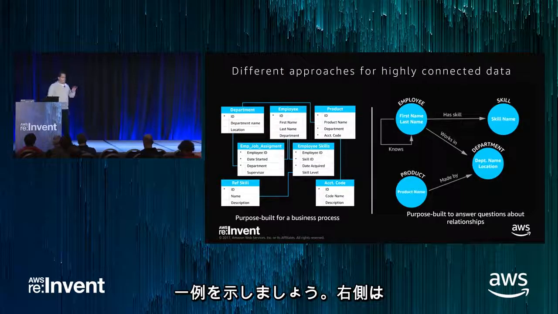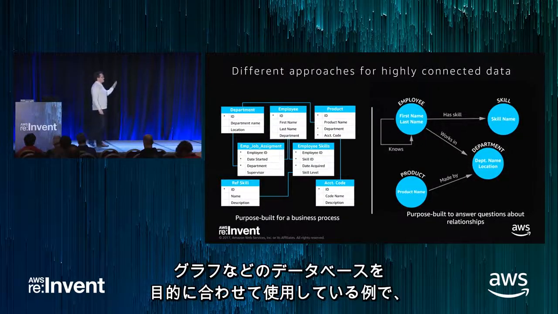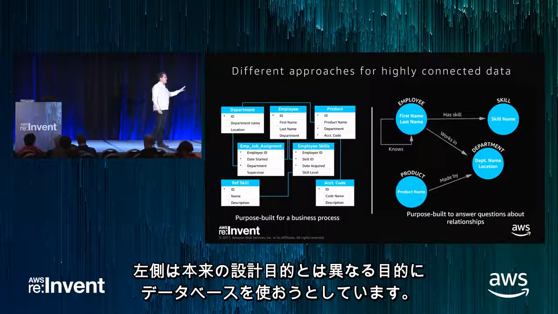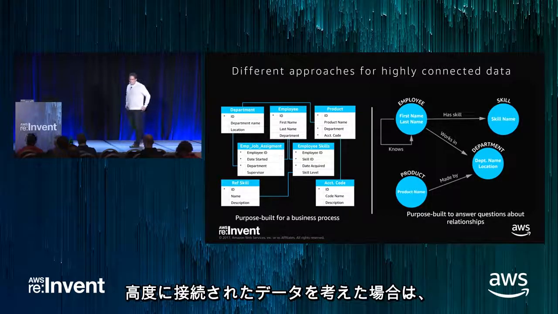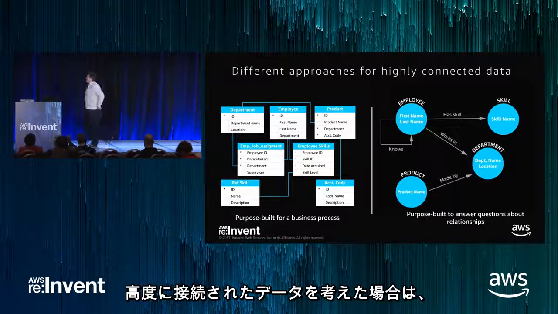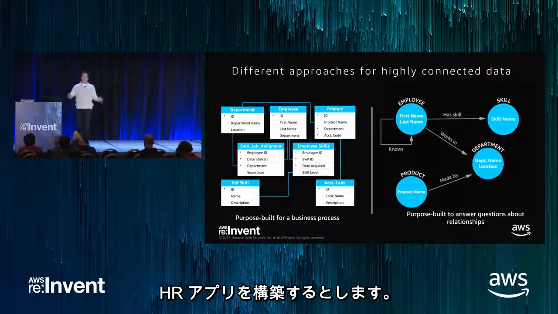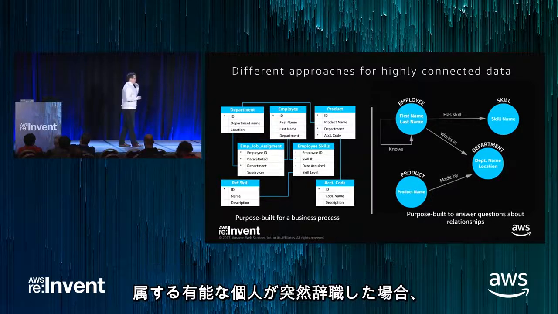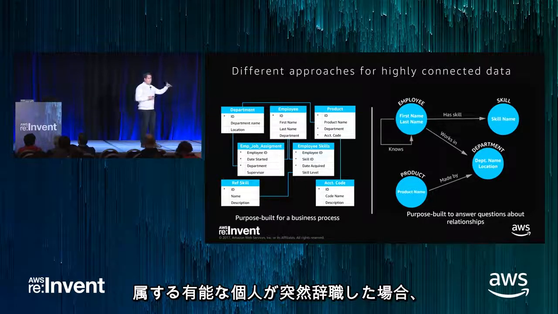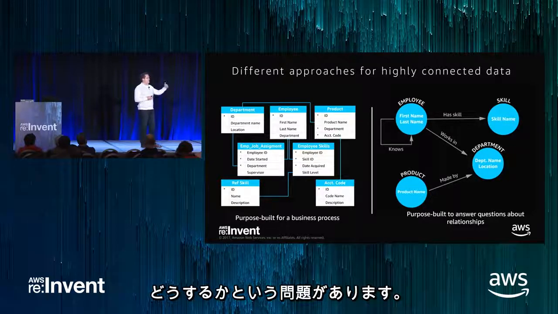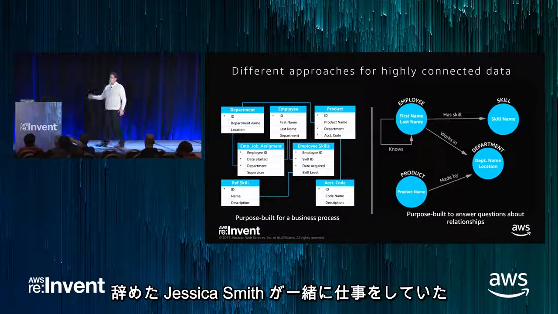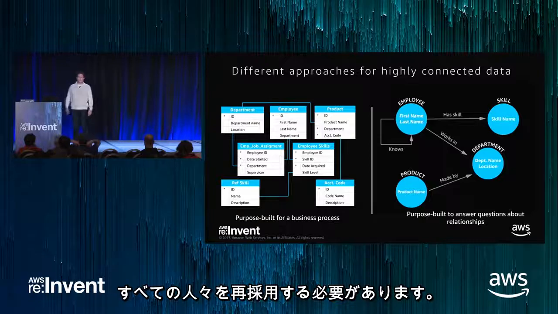Now let me show you one example of using a database for its purpose, like graph on the right-hand side, and then trying to use a database to do something it wasn't naturally designed for on the left-hand side, relational. If we think about highly connected data, this would be the scenario. Imagine we built an HR app together. The question we wanted to answer: a really high-performing individual, top 1-2% talent, just abruptly left, and we thought, that's not good. We need to go re-recruit all the people that Jessica Smith worked with.